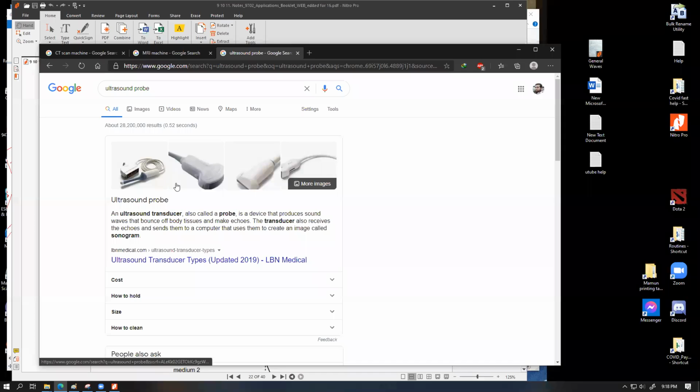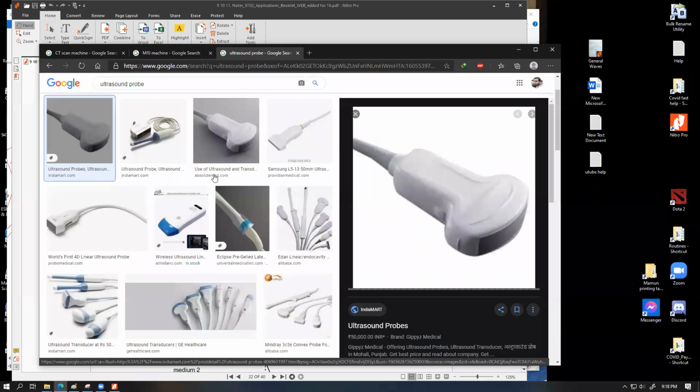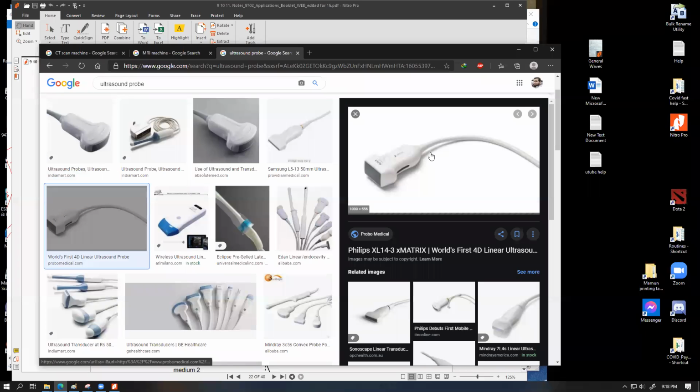This is how an ultrasound probe looks. This is a more general view of an ultrasound probe, or maybe this one. So here comes a wire. This is a face which is supposed to be touching the human skin. So we have all different shapes for different parts of the body that we're trying to scan. We can have a lot of different shapes, but the idea is very simple.